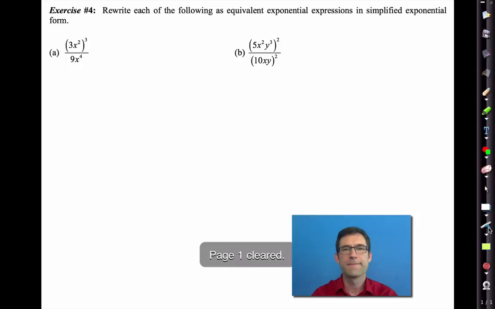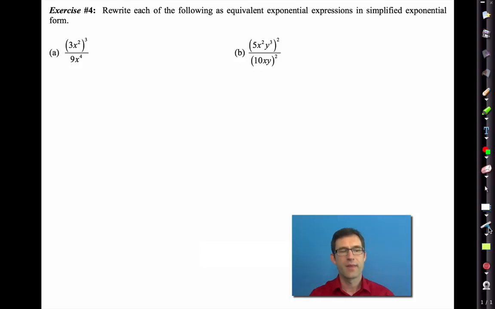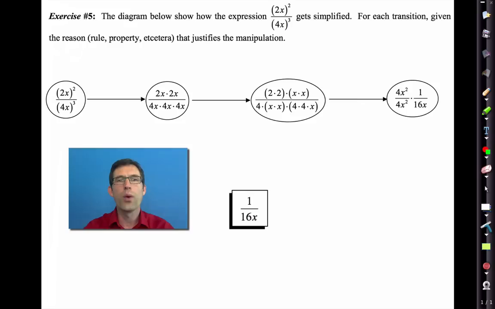Okay, here we go. All right, let's go through one more problem where we really try to understand the reasoning behind all of this. Now, in this problem, it shows a diagram on how to simplify one of these more complicated fractions. And for each transition, it says give a reason, a rule, a property, or just a general description even, that justifies the manipulation. The point here isn't to get the technical language exactly correct. It's to explain, well, what's happening? What are we doing? Right?